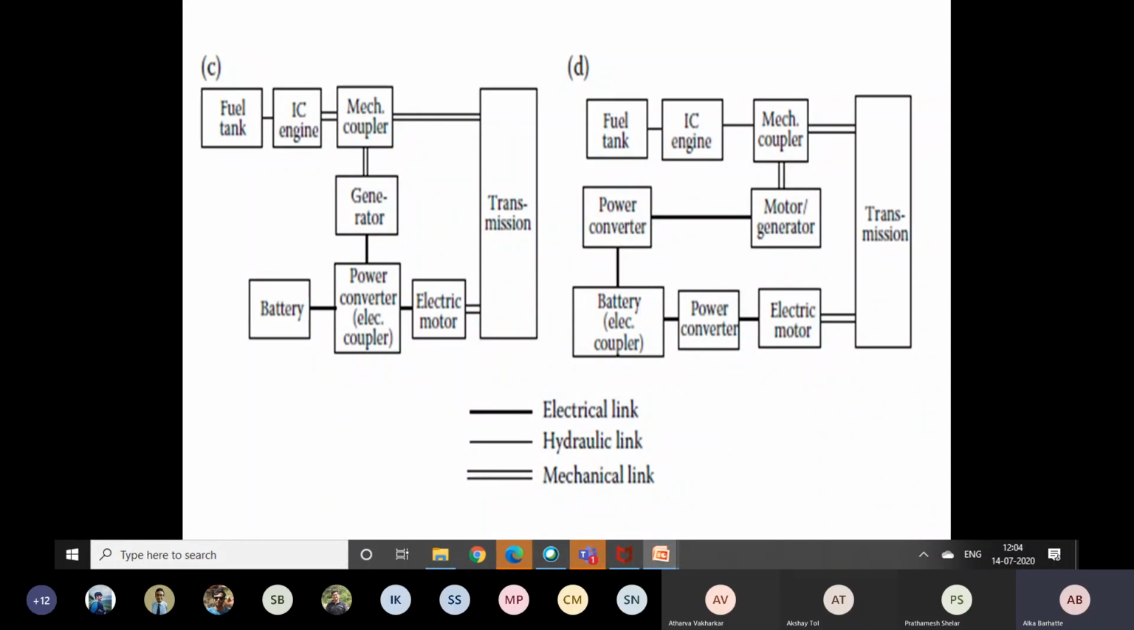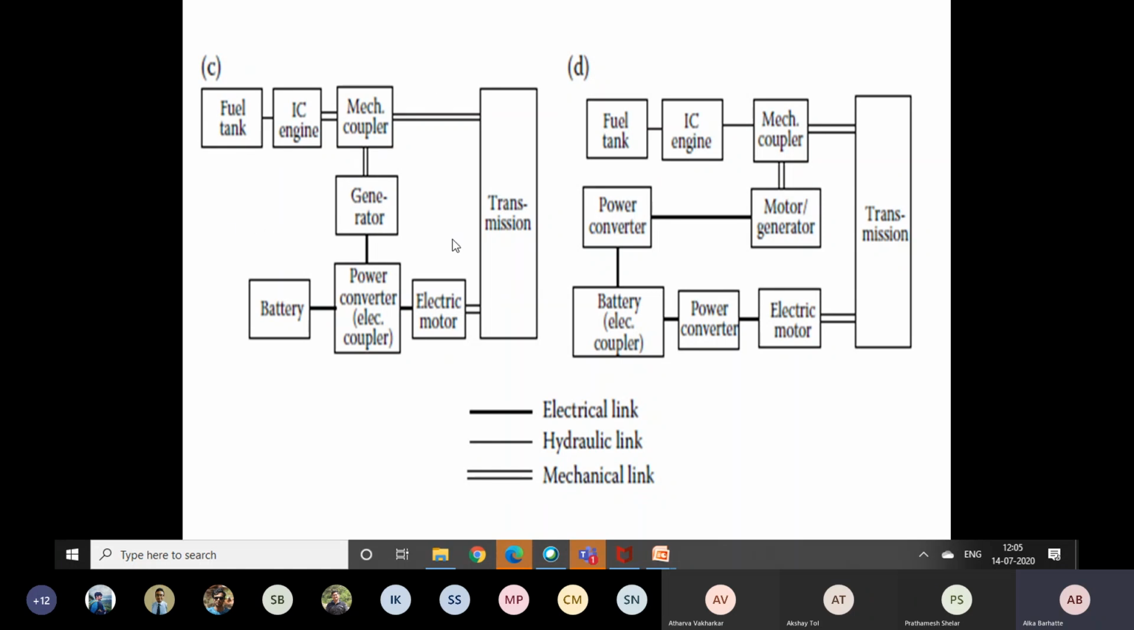Just to combine the advantages of both series and parallel, we have what is known as the hybrid architecture, where the engine is coupled through the mechanical coupler to this transmission, and it also behaves like the parallel one. Your engine as well as motor separately drive your transmission, whereas the mechanical coupler is used only to connect your IC engine. Hence it is known as the hybrid architecture.